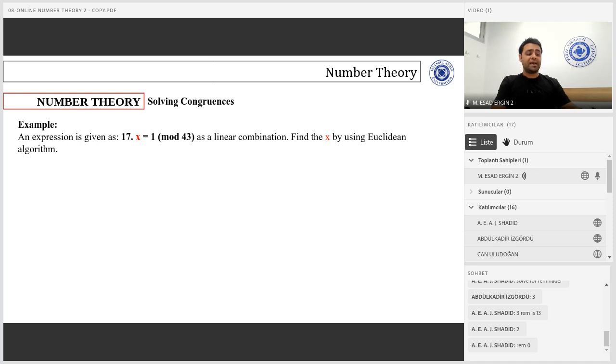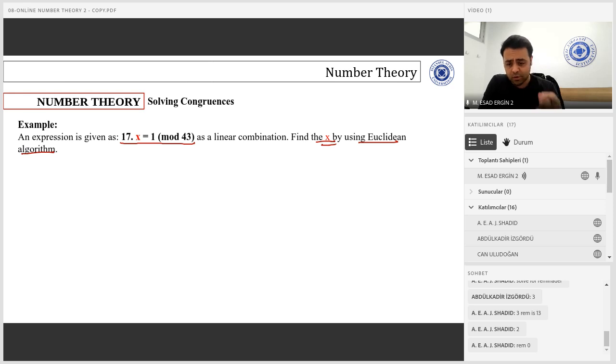But here, how can we find the inverse of 17, for example, in modulo 43? In this case, an expression is given, and as a linear combination, we find the X by using the Euclidean algorithm.